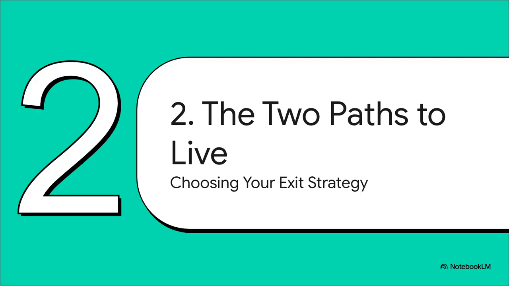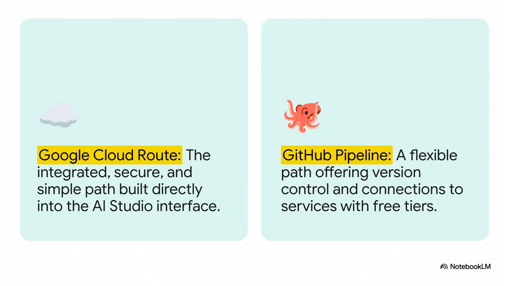So, how do we get our masterpiece out of that private sandbox and onto the global stage of the public internet? Well, it turns out there are 2 main ways to do it. Let's look at our exit strategies. Our choices boil down to these 2, the Google Cloud route and what I'm calling the GitHub pipeline. Think of the Google route as the all-in-one, fully integrated solution. Simple, secure. The GitHub path, on the other hand, is all about flexibility, control, and connecting to a whole world of other tools, many of which have fantastic free options. Let's break each one down.